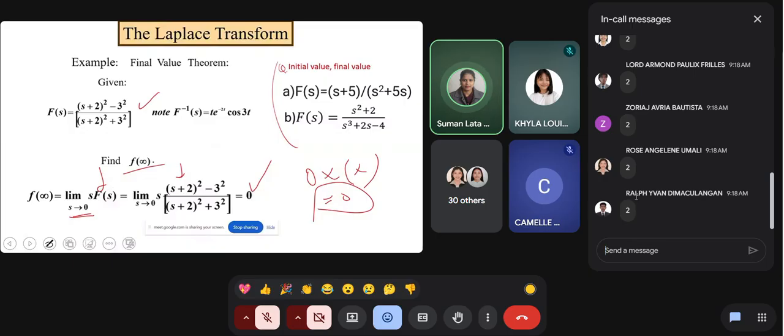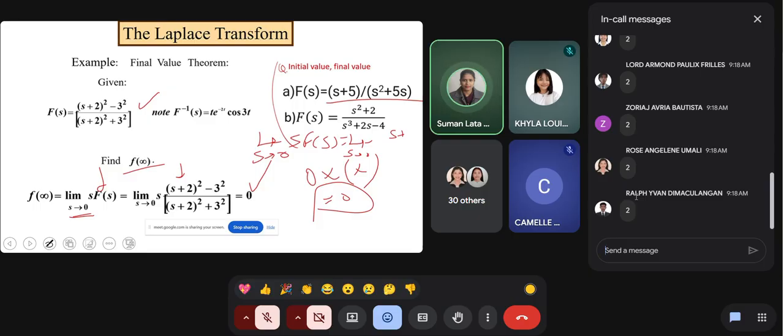Now we will apply the same thing for this question, where the function is s plus 5 divided by s square plus 5s. When you apply the final value theorem, how will you write it? s of F(s), where limit s tends to 0. Earlier it was s tends to infinite, but now it is s tends to 0. So this is equal to limit s tends to 0, and s plus 5 divided by s square.